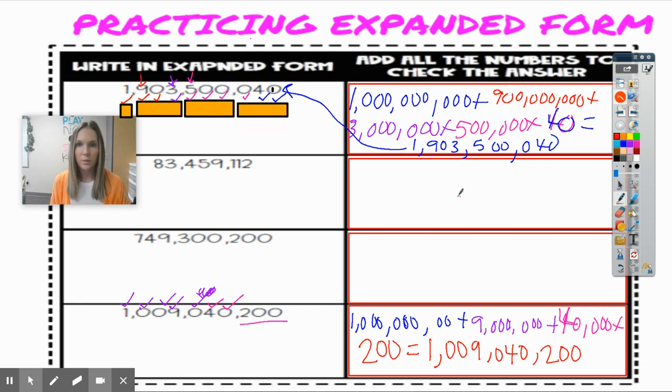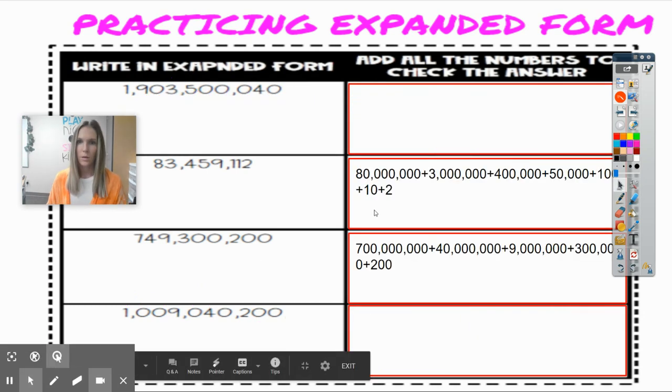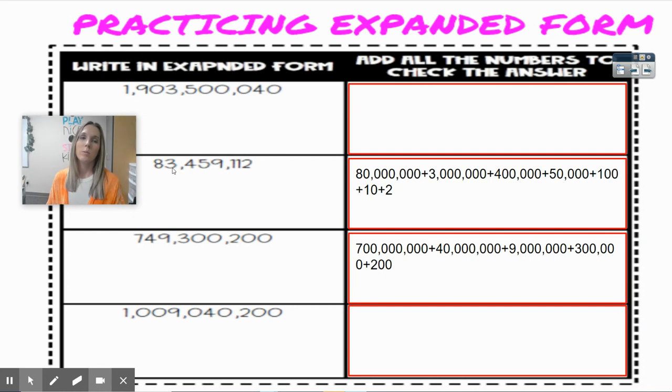All right, guys, you'll see that I'm going to put the answers in these two text boxes, but I still want you to try them out because in a little bit you're going to have expanded form practice. All right, guys, so I typed the answers in for these numbers. Number 83,459,112. I wrote my first digit 8, and everything behind that became 0, so 80 million. Okay, I wrote my digit 3, everything behind that became 0, so there's 3 million. Went to my next place, the 100,000, it's a 4, that represents 400,000. Went to my next place of 10,000, that 5 right there. Everything behind it became 0, so that's 50,000.